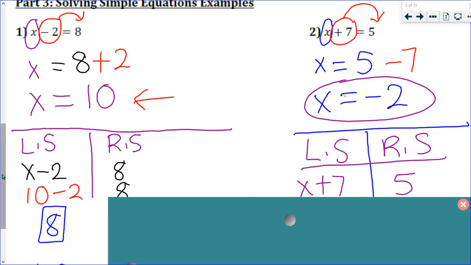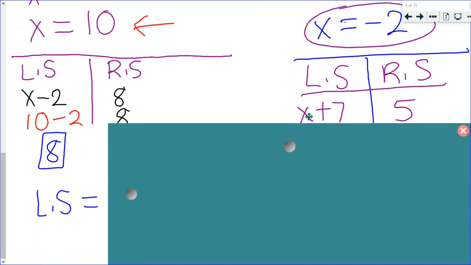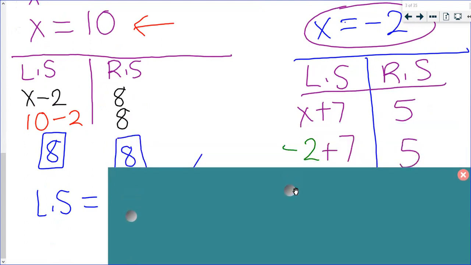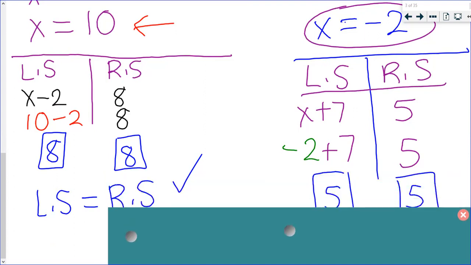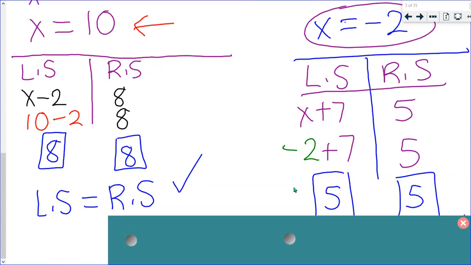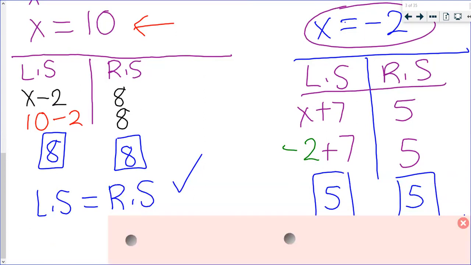So the left-hand side is going to require substitution instead of the x. Instead of the x, I'm going to rewrite this as negative 2 plus 7. Remember, the left-hand side has the x on it. The right-hand side only had the number 5, so I'm going to keep that as only having the number 5. So my answer is going to be 5. 5 is equal to 5.